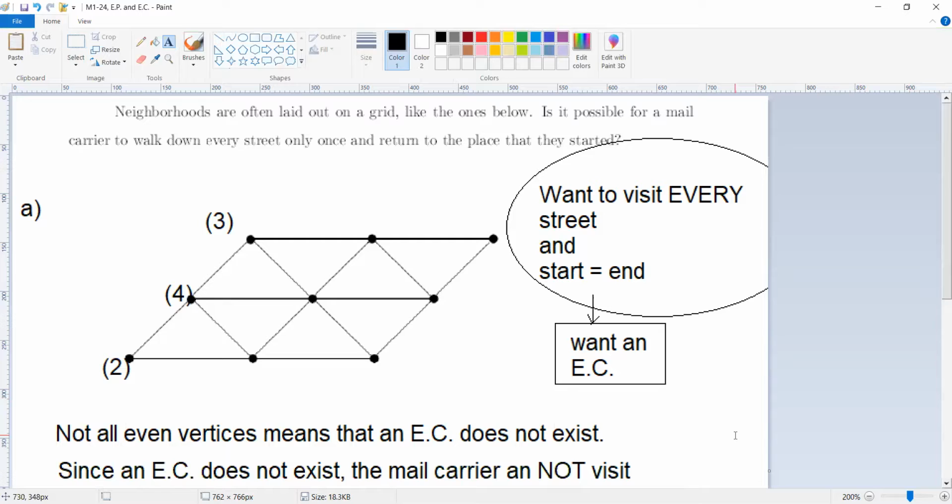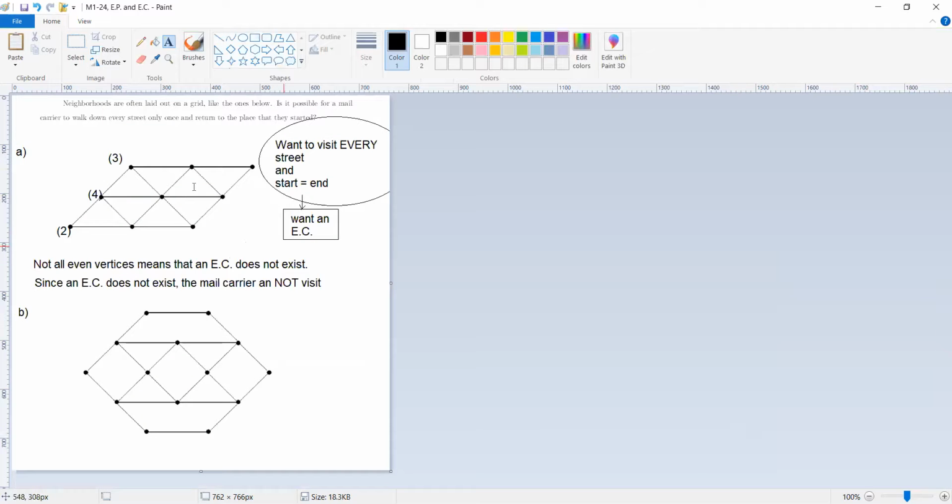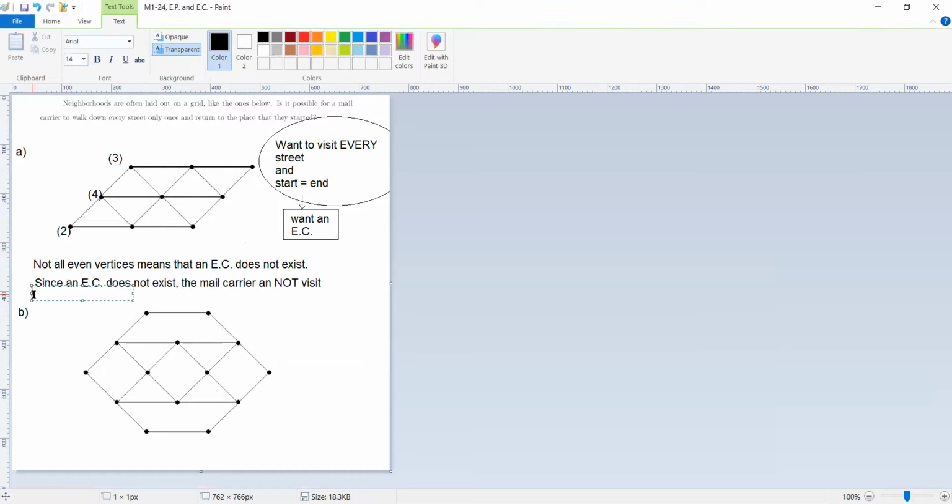Just kind of fill it out. So you can't visit every street one time and end where you start.